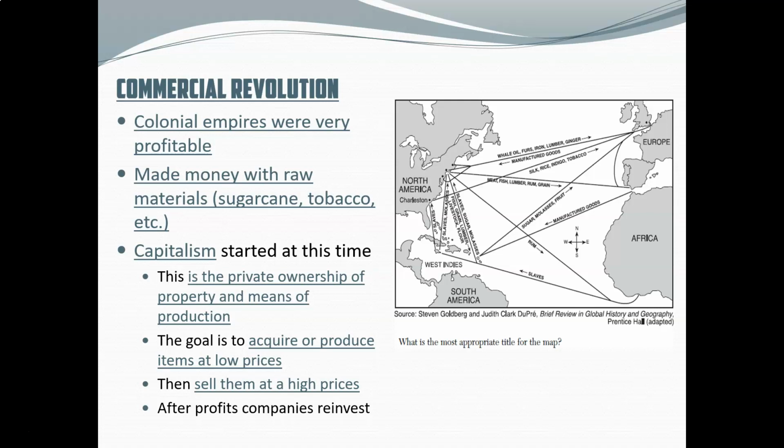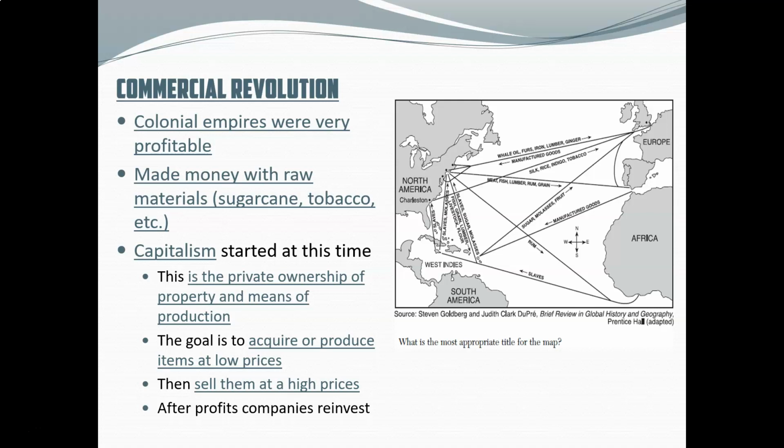And the triangular trade was basically just a group of, you could call them colonial empires, but you could call them countries, whatever you want to say. But it's a group of countries or a group of governments that are trading and manufacturing goods constantly and then selling them back and forth to each other.